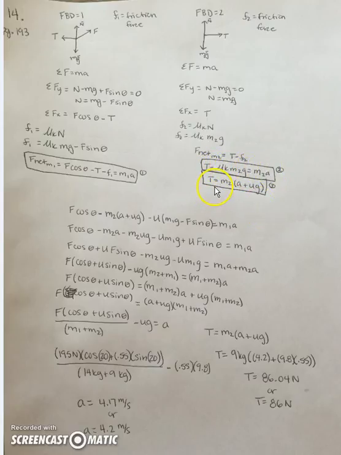And then when you solve for the tension, you get tension is equal to m2 times (a plus mu g), and that mu is the mu sub k, the coefficient of kinetic friction. Then when you take this and plug it in here, you get F cosine theta minus m2 times (a plus mu sub k g) minus mu sub k times (m1g minus F sine theta) is equal to m1a.